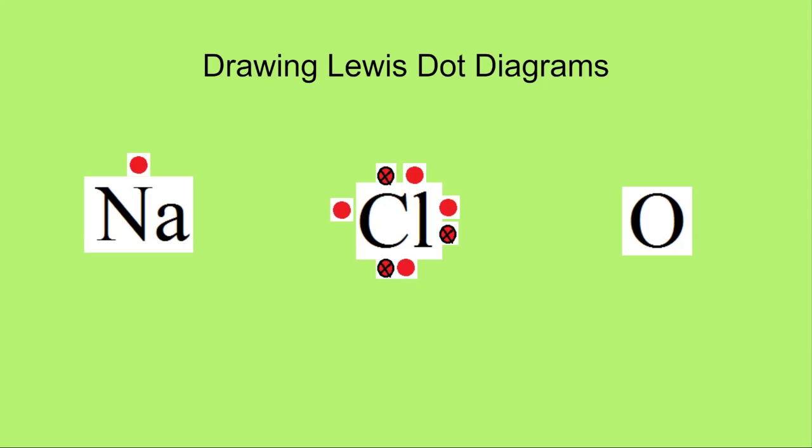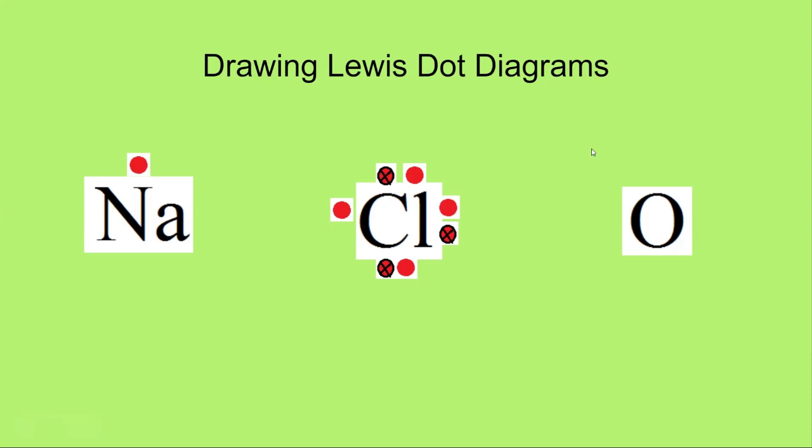Unshared pairs usually have to be drawn in diagrams. They're important for showing who's got a lot of electrons to throw around in an electronegativity battle kind of a thing. So chlorine's got 1 bond. It's going to be over here, right?